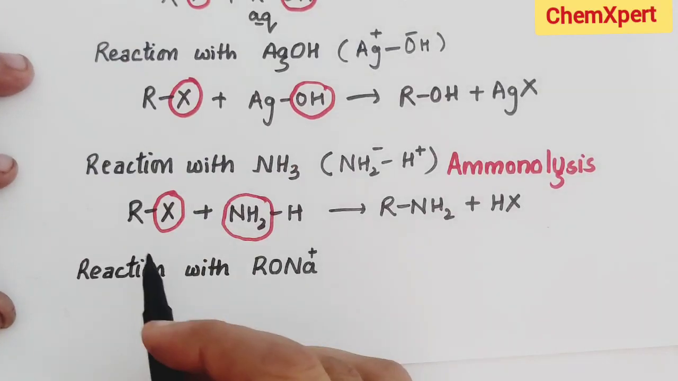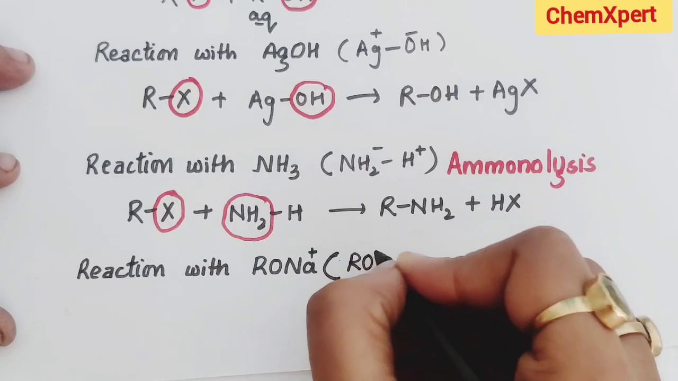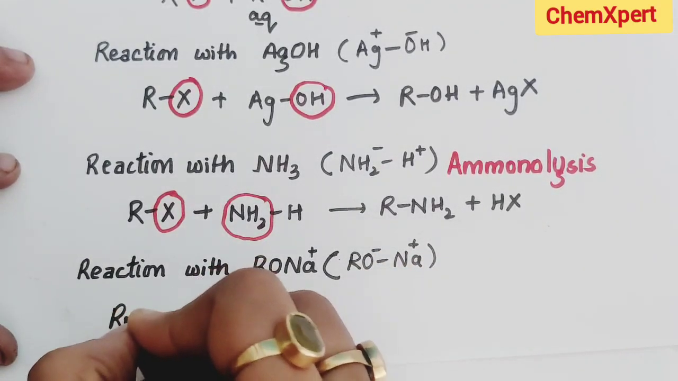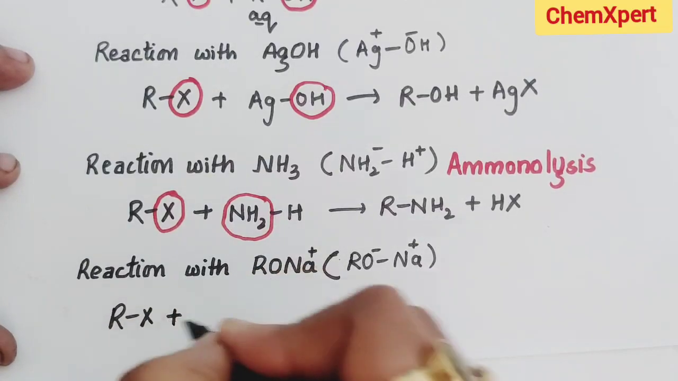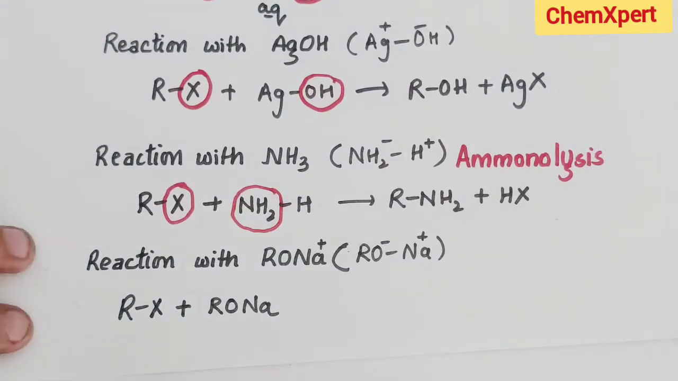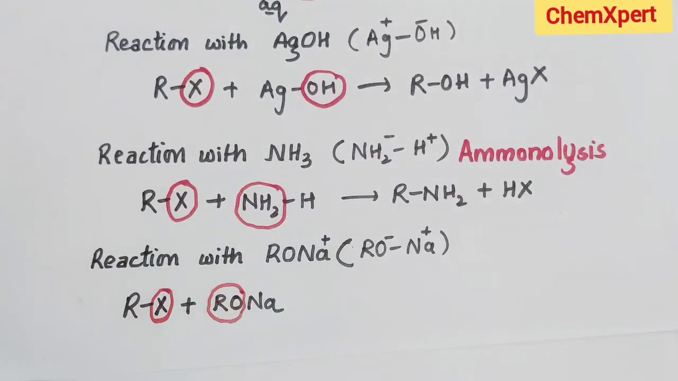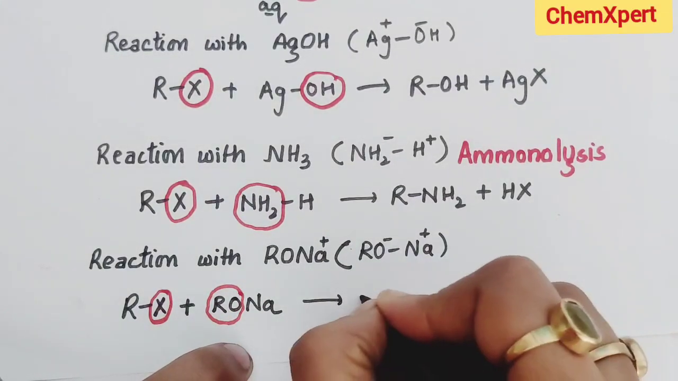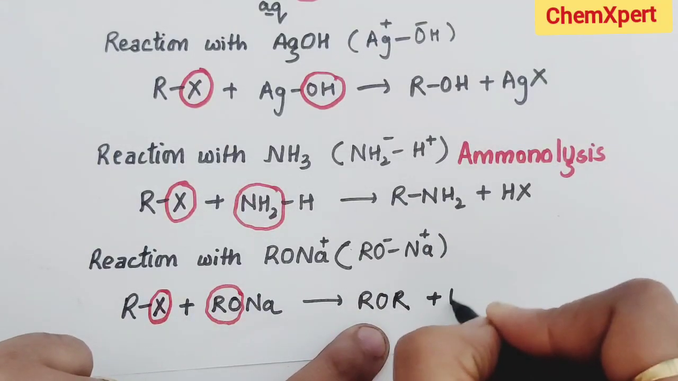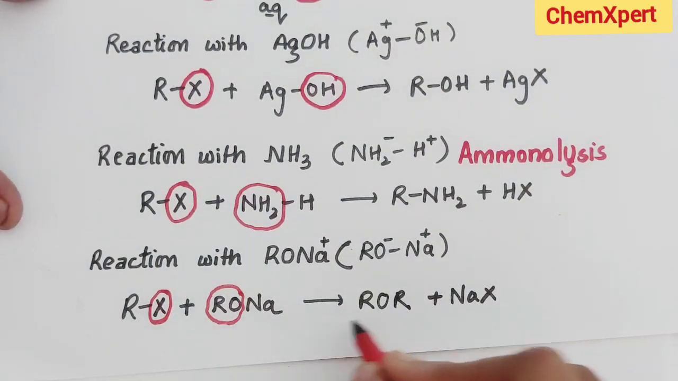Now next is reaction with sodium alkoxide, that is RONa. Again I will divide it into two parts, that is RO minus and Na plus. So now what will be the reaction here? RX plus RONa. Now this X is substituted by this RO minus, and what are we forming here? ROR plus NaX here.